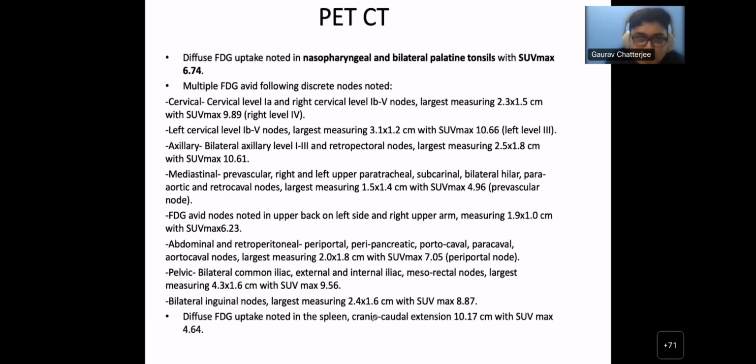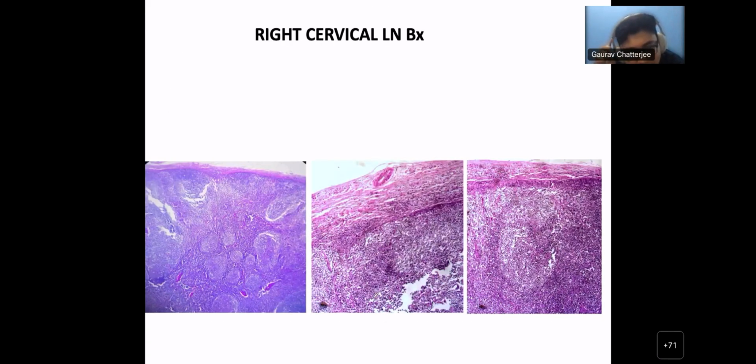Okay. So this is the PET scan again. Let's not go into too much detail, but you can see the involvement seems to be extensive, right? The cervical is there, axillary is there, mediastinal lymph node is there. There is infradiaphragmatic as well, like abdominal, retroperitoneal, some FDG uptake in spleen. So the involvement seems to be quite extensive, and on the tissue biopsy, it seems to be reactive versus follicular lymphoma.